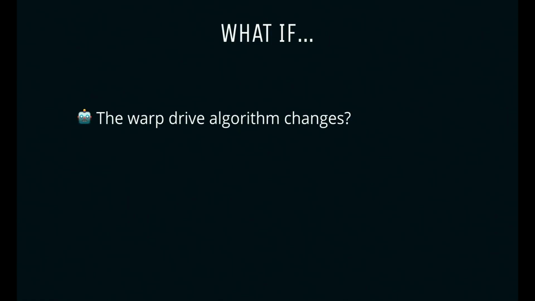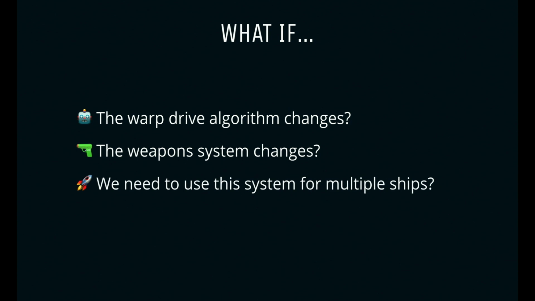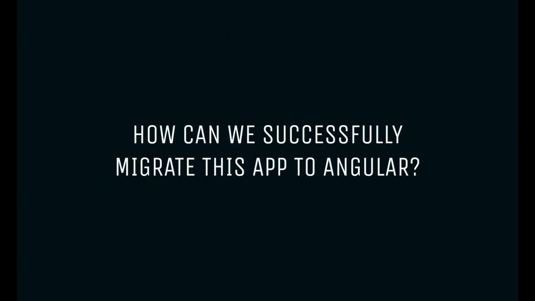So in our application, the warp drive algorithm could change, causing us to change the way we handle the state. The weapons system could change underneath us, causing us to have to reach out to new APIs that don't exist yet. And we may need to scale this application up for multiple different kinds of ships, giving us scalability issues. So the question is, for an application like this that has these architectural limitations and that needs to grow and scale while we're upgrading it to Angular, how can we successfully upgrade this app to Angular?